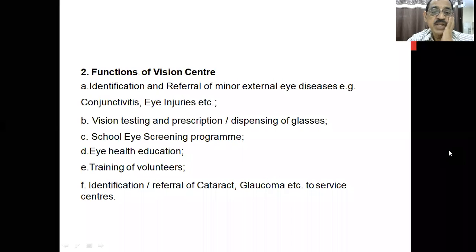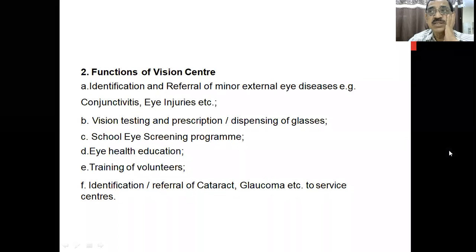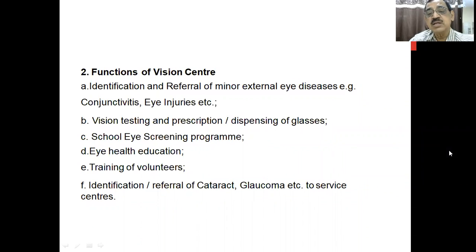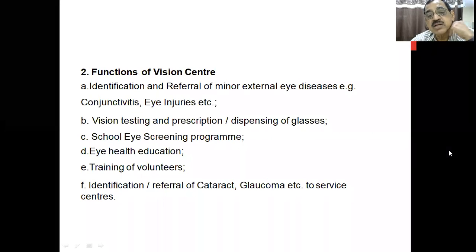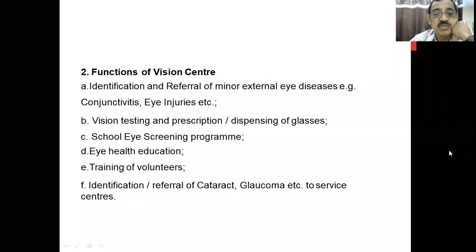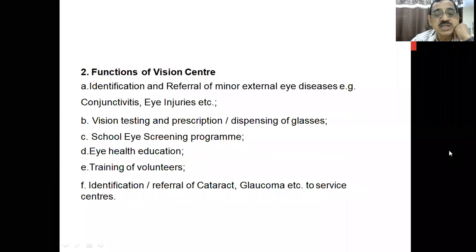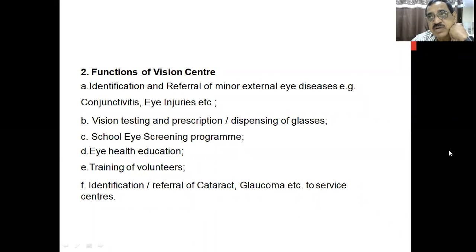That's the idea. Functions of the Vision Center: identification and referral of minor external eye diseases such as conjunctivitis and eye injuries, all of which will have to be referred. Vision testing, prescription and dispensing of glasses they do there itself. School eye screening programs, they will have to do it, the paramedical ophthalmic assistants working in the vision care centers. And eye health education, so they will have to teach people the various do's and don'ts regarding eye health.